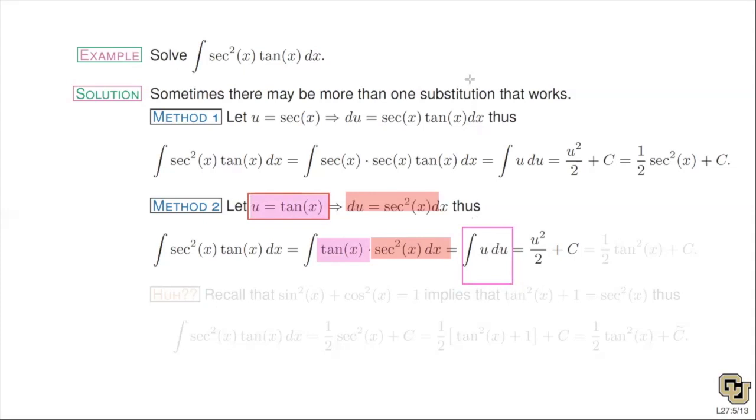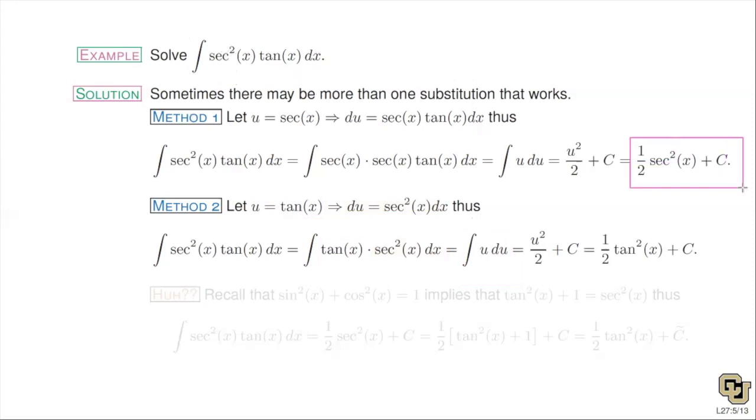Then we take the antiderivative, I get u squared over 2 plus c. I plug in for u, and I get 1/2 tangent squared. So the antiderivative is 1/2 secant squared plus c, and it's also 1/2 tangent squared plus c. We get two different answers, seemingly.